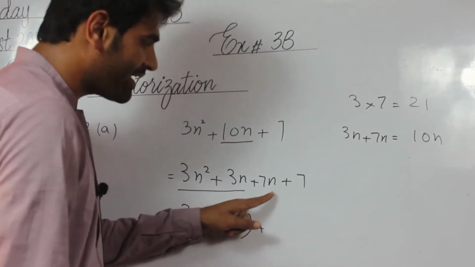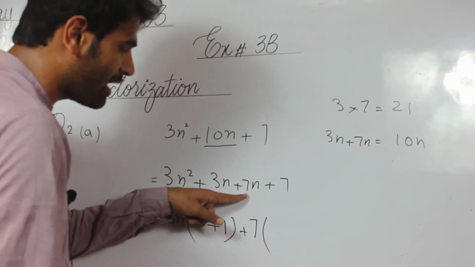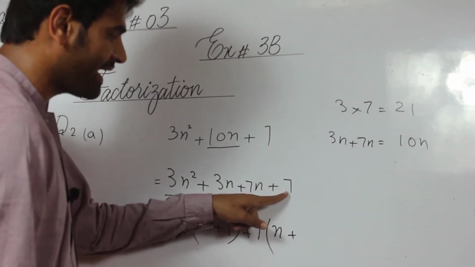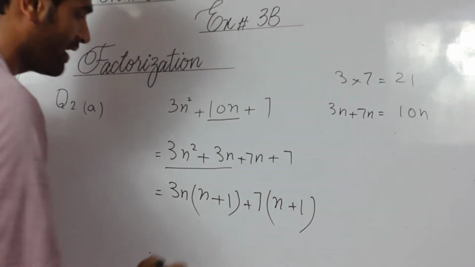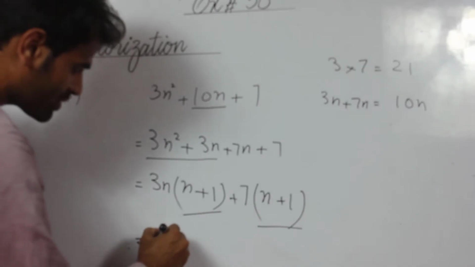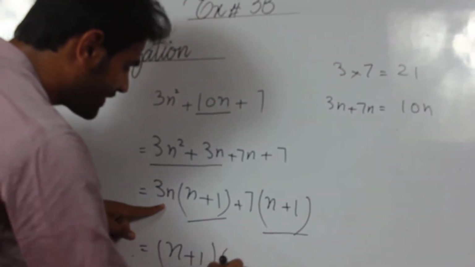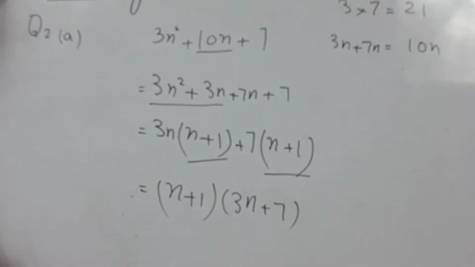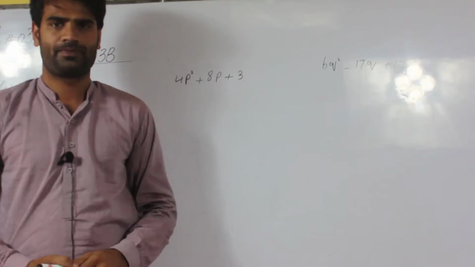Plus 7n plus 7, here common is 7. When I take 7 common from 7n, here remains n. Plus I take 7 common, 7 ones are 7, only 1 is left. So here n plus 1 is common in both terms, so I take n plus 1 common again. Here left 3n and plus 7. So these are the factors of this quadratic equation, 3n square plus 10n plus 7.